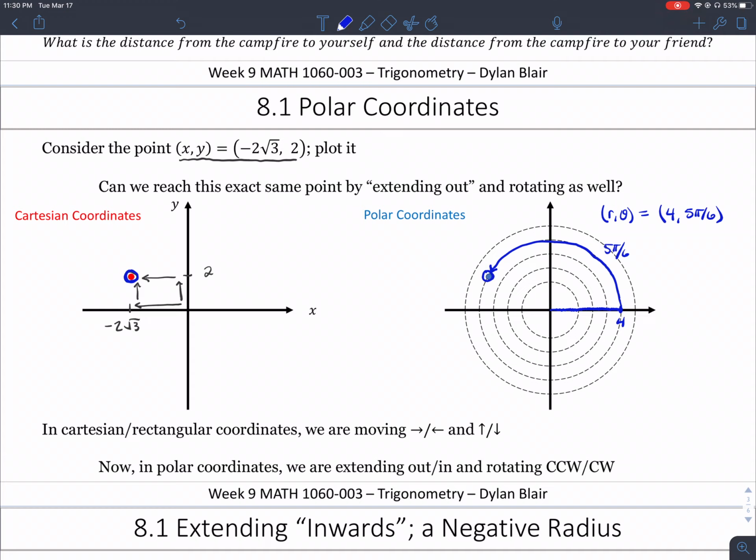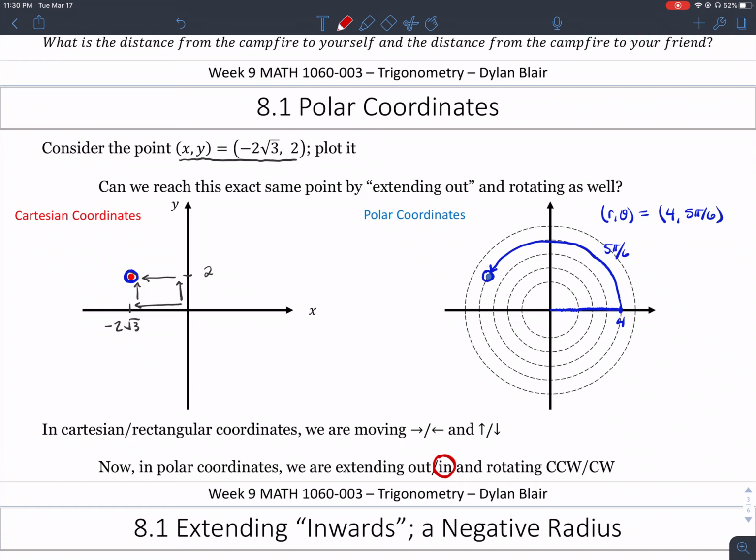Okay, so in Cartesian and rectangular coordinates, we're moving left and right and up and down in order to get to a point. In polar coordinates, we're extending out and in and rotating counterclockwise and clockwise to get there. Now note, this in is kind of a hairy term.